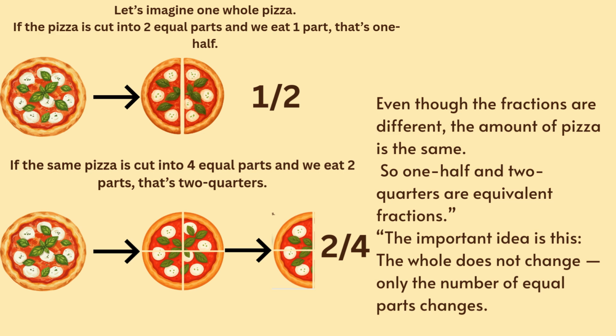The important idea is this: the whole doesn't change, only the number of equal parts changes. Because if we look at this picture here, we have half, two equal parts of the pizza, and the second one we do have two equal parts of pizza, but that represents two quarters.